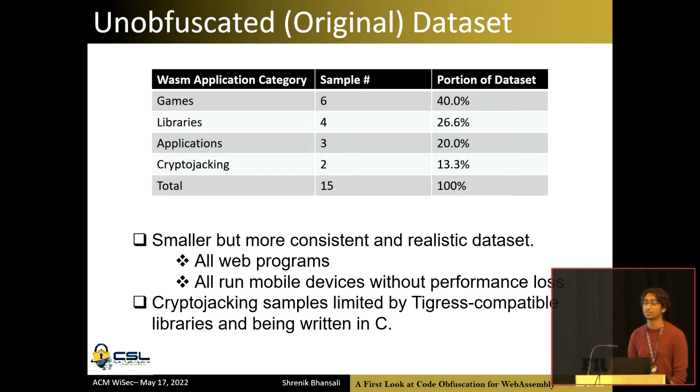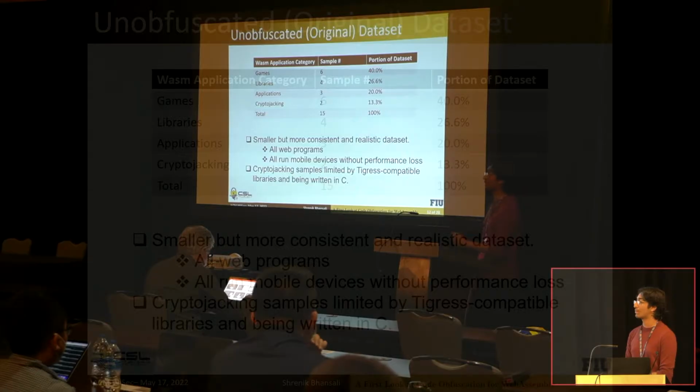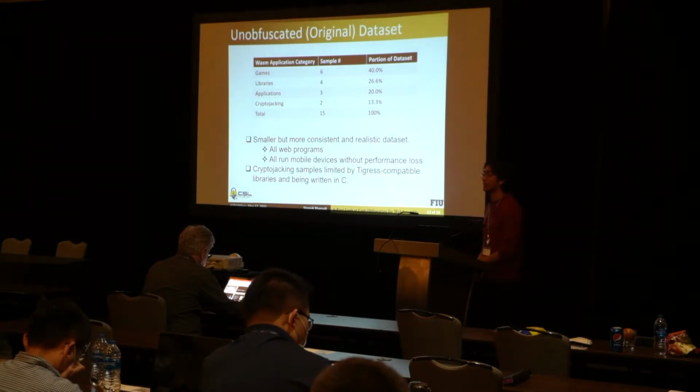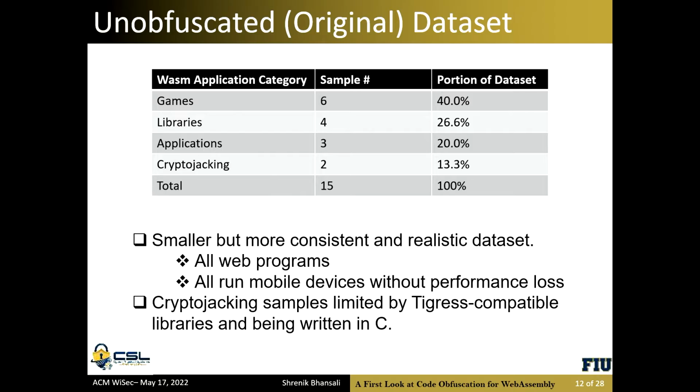We had a small data set, as you can see, but the reason for that is because we wanted to make sure we had a realistic data set. We could have just chosen any C program and obfuscated it, but instead we wanted programs that were made for WebAssembly, used in the wild, and could be effectively obfuscated using our obfuscator. All of the samples that we chose also run on mobile devices without any performance impact or performance loss.